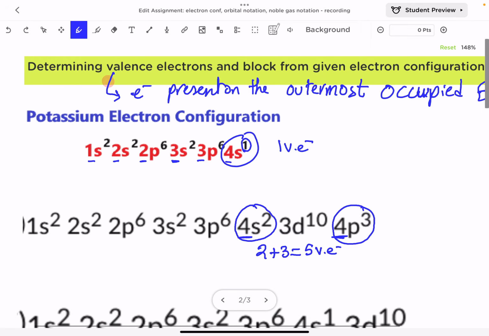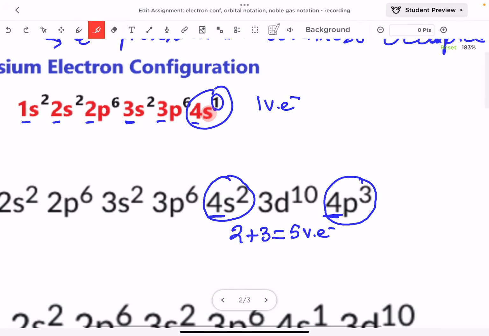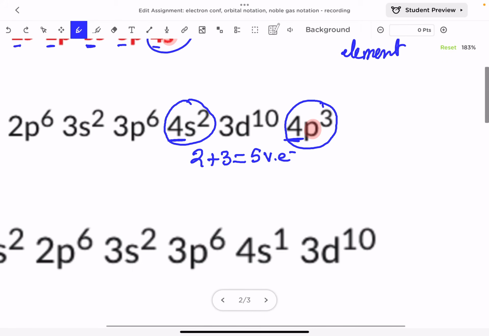Now, in order to know the block, the location of this element, we look at the last written letter. So if the last letter written is s, this means that this element belongs to the s block. It's an s block element. Or this one, it's a p block element.